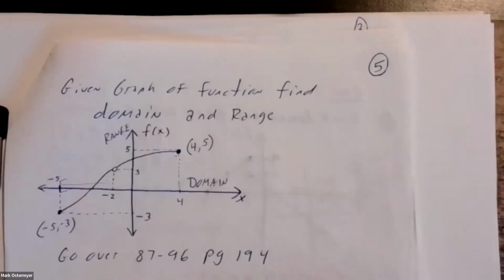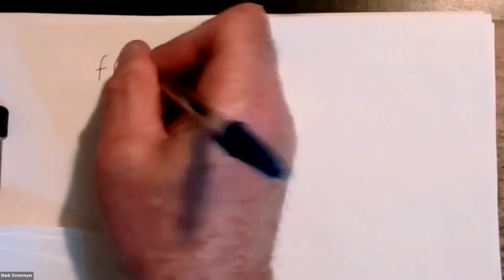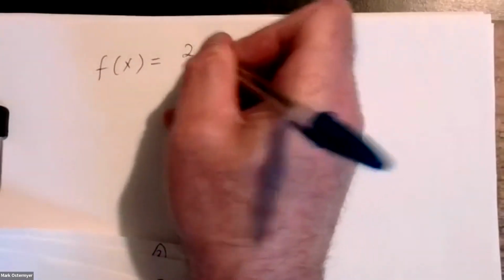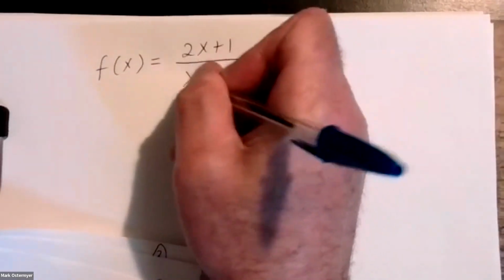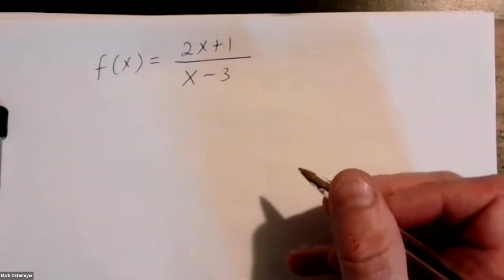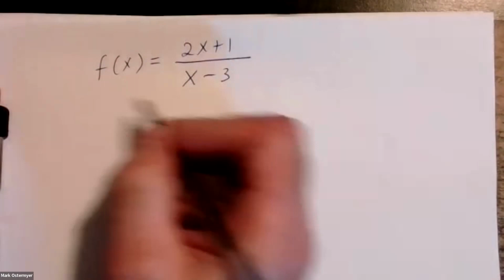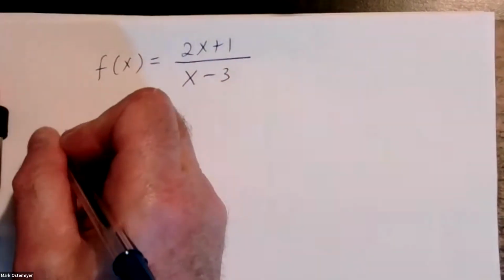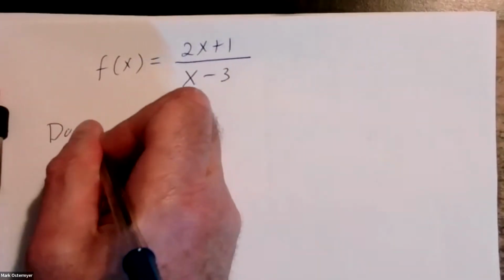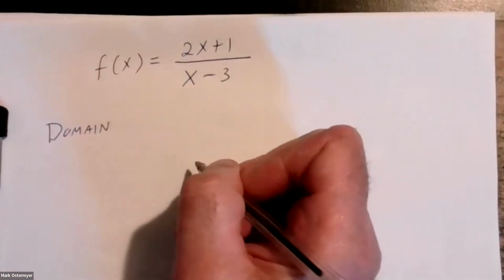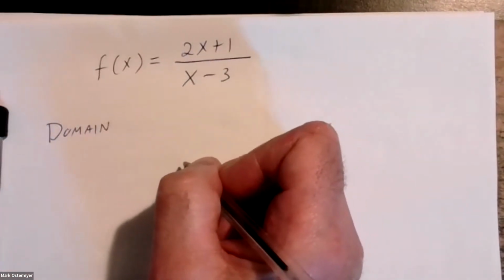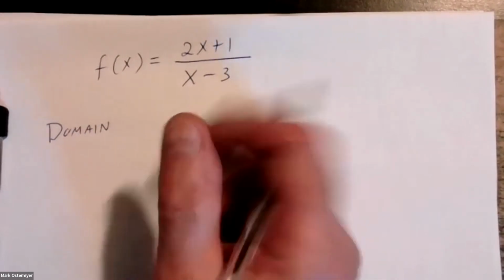All right. What if we have an equation? Specifically, what if we have a rational function, f of x is equal to 2x plus 1 over x minus 3? What would be the domain of this function? Well, there's another alternative definition for the domain of a function or a relation. Previously, I said it's the set of all x coordinates of all points on the graph of the relation or the function. Well, that's great if you have a graph, but what if you don't have a graph?